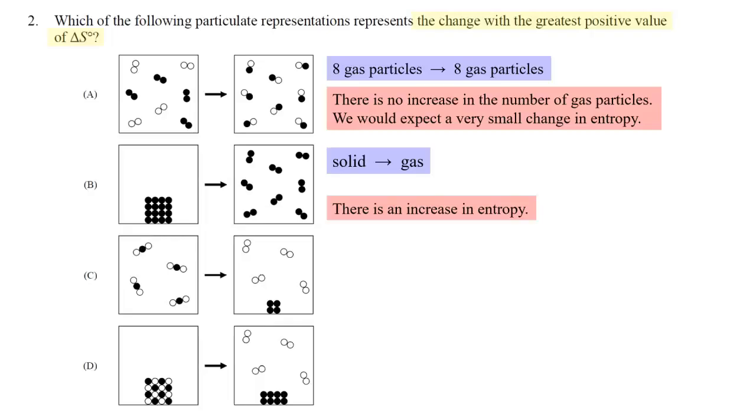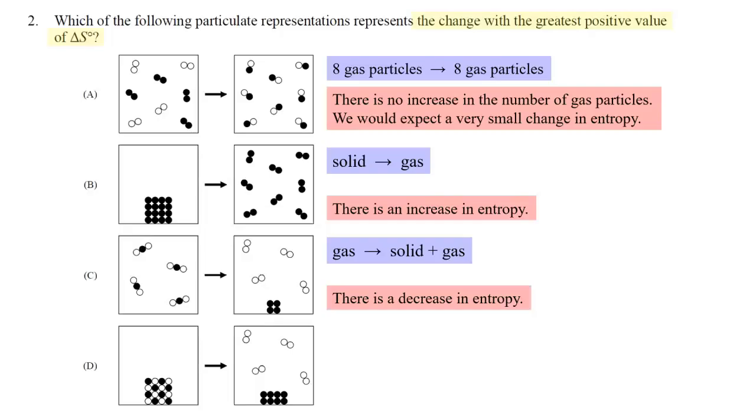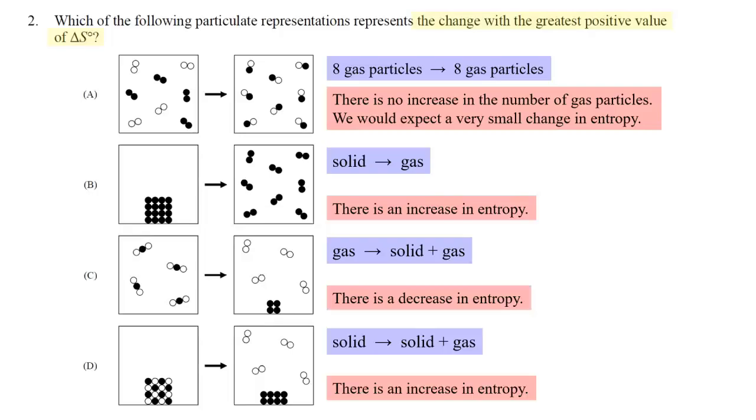Now, moving on to choice C, I see gas particles on the left, and I see a mixture of solid and gas particles on the right. So going from all gas to a mixture of solid and gas, that would involve a decrease in entropy. So we can eliminate choice C, looking for the change with the greatest positive value for delta S. And then finally, moving on to choice D, we start with all solid on the left, and then we have a mixture of a solid and a gas on the right. So going from all solid to a mixture of solid and gas, that would also involve an increase in entropy.